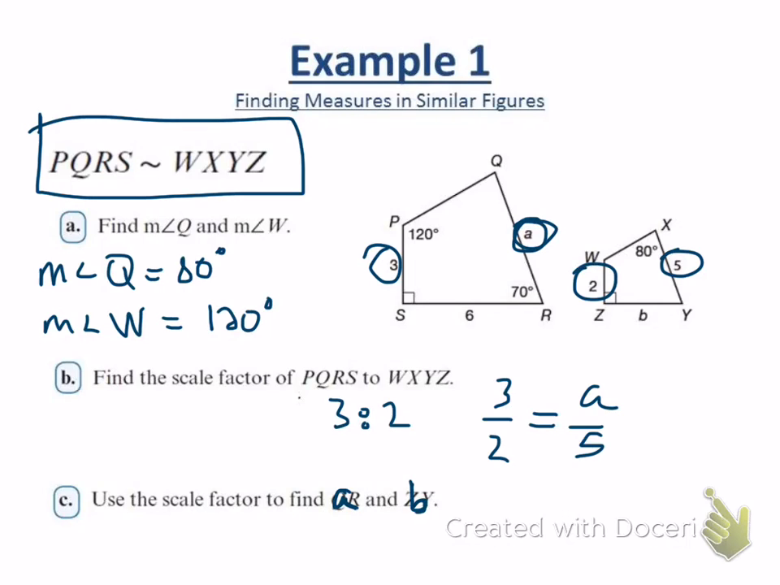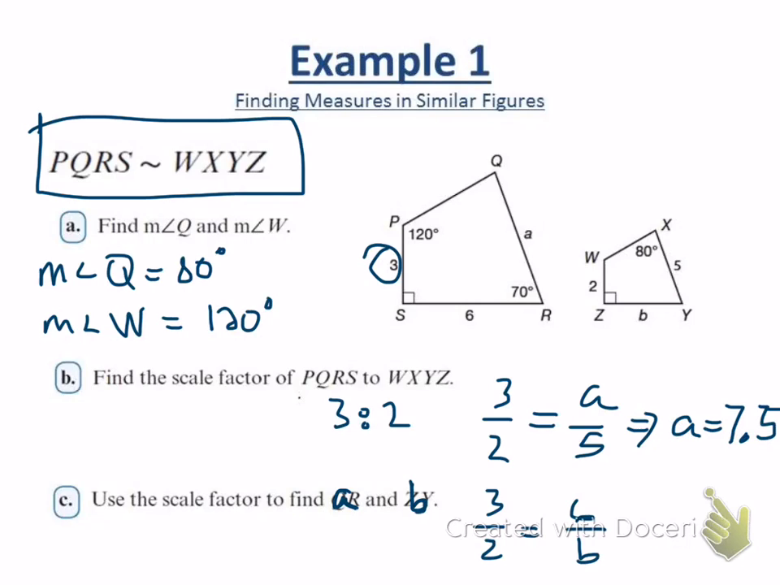Oh, that's what we did last year. Yeah, A equals 7.5, right? Yeah, or 15 over 2. Cool. Okay? Now to find B, we still use the similarity ratio. All right? The equation would be 3 to 2 equals 6 over B, and that means 3B equals 12, which means B equals 4. Okay?